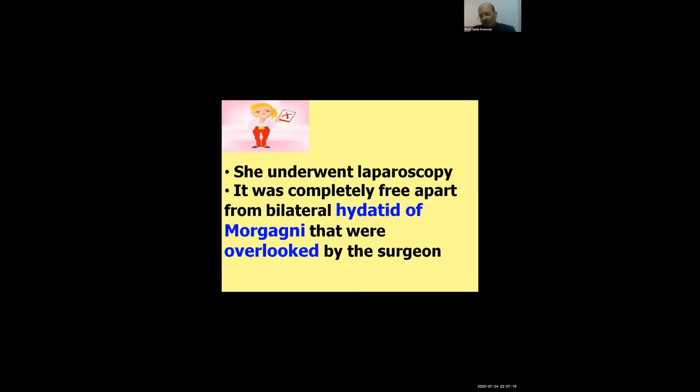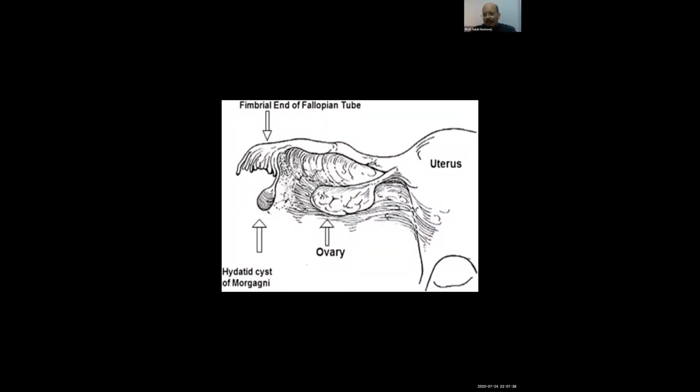Whatever, the unfortunate Mrs. Suzanne underwent laparoscopy, and it was completely free apart from bilateral hydatid of Morgagni that were overlooked by the surgeon. What do you think? Whether he should take a U-turn or proceed? All of us know the hydatid of Morgagni.